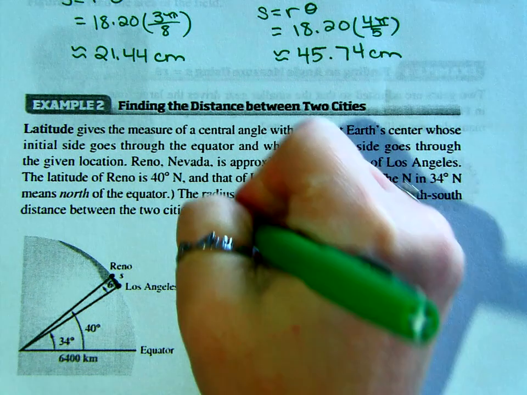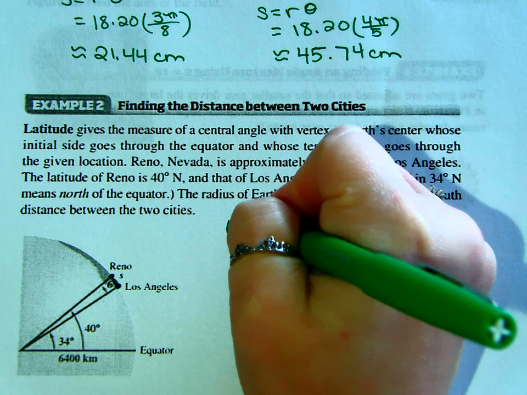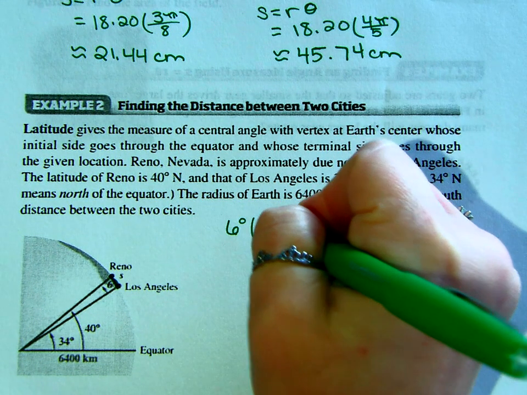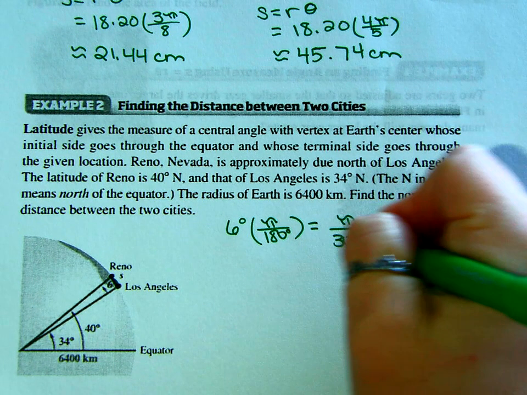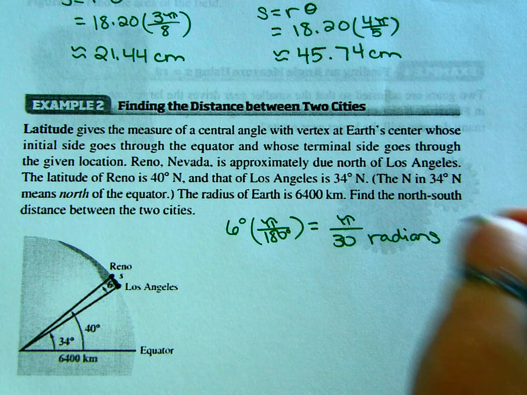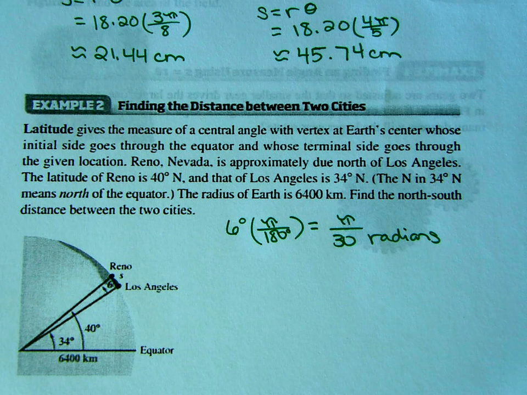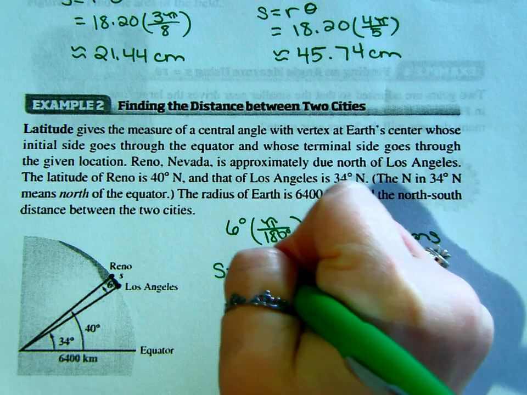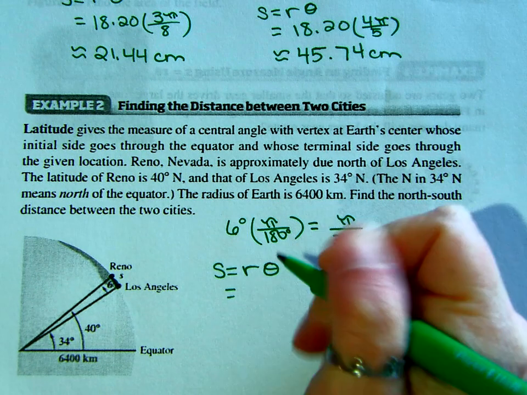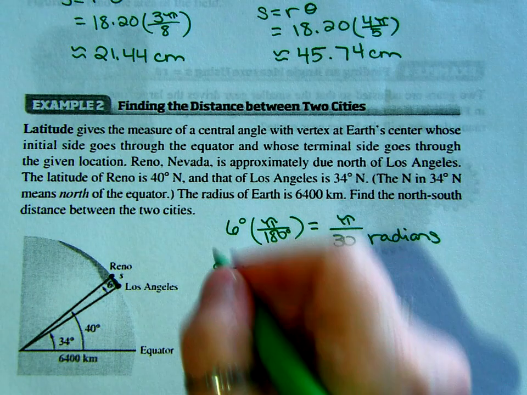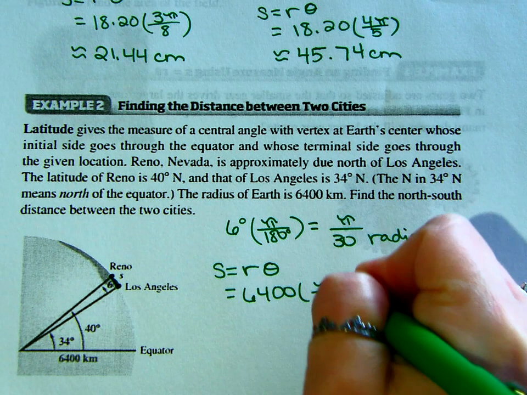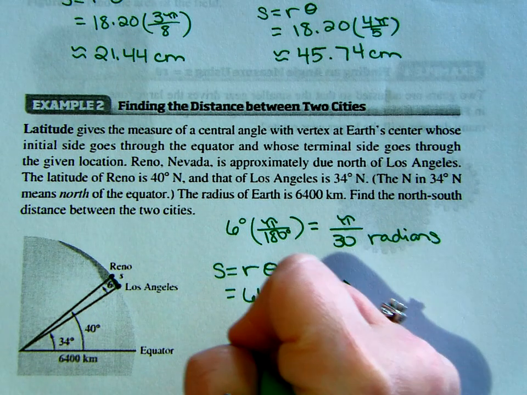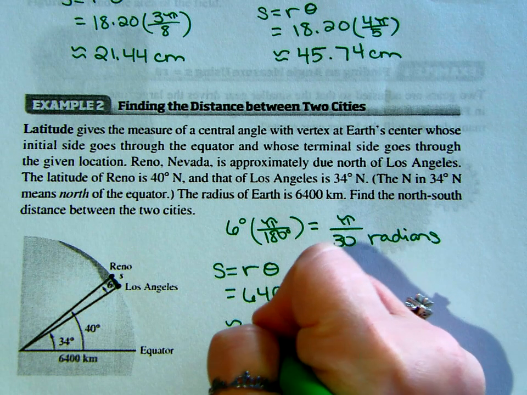Well, if we know it's 6 degrees, we can convert that over to radians, to where it's pi over 30 radians. Now you do the same thing we did on the previous two problems. The arc length equals the radius times theta. The radius in this case is the radius of the Earth, which is 6,400 kilometers, times the pi over 30. If you type that in, you get approximately 670 kilometers.